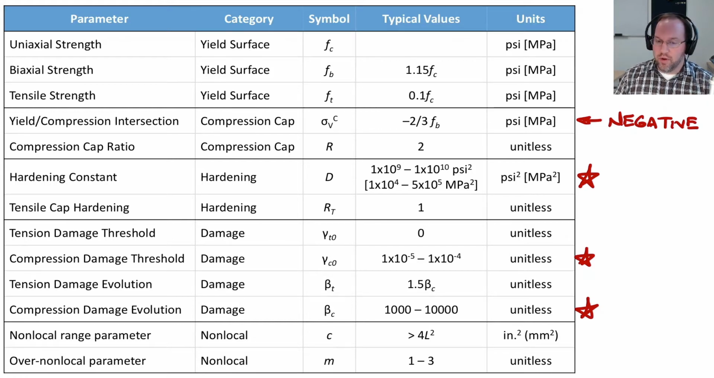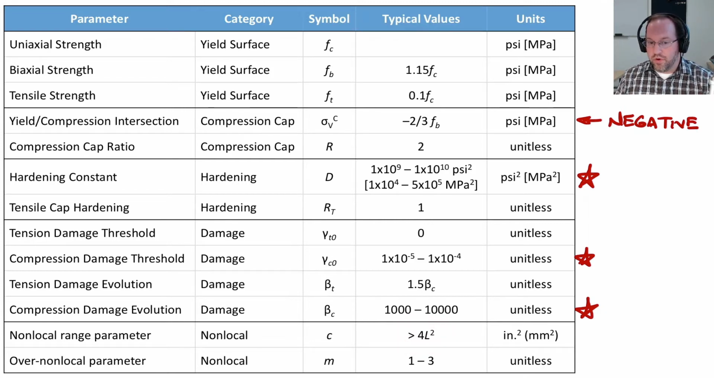Tension damage is usually approximated based off of your compression damage. So tension damage is going to be approximately 1.5 times your compression damage parameter. And your tension damage threshold is usually assumed to be 0 because we assume we have damage right away once we go into tension.